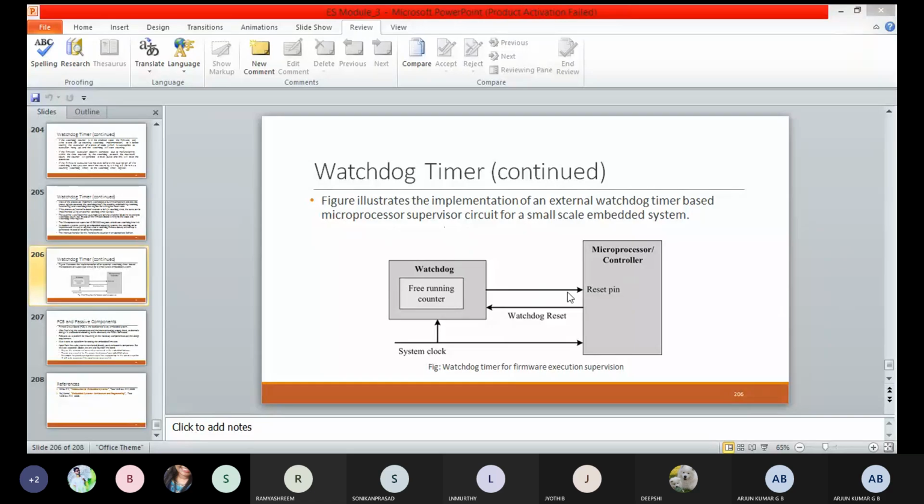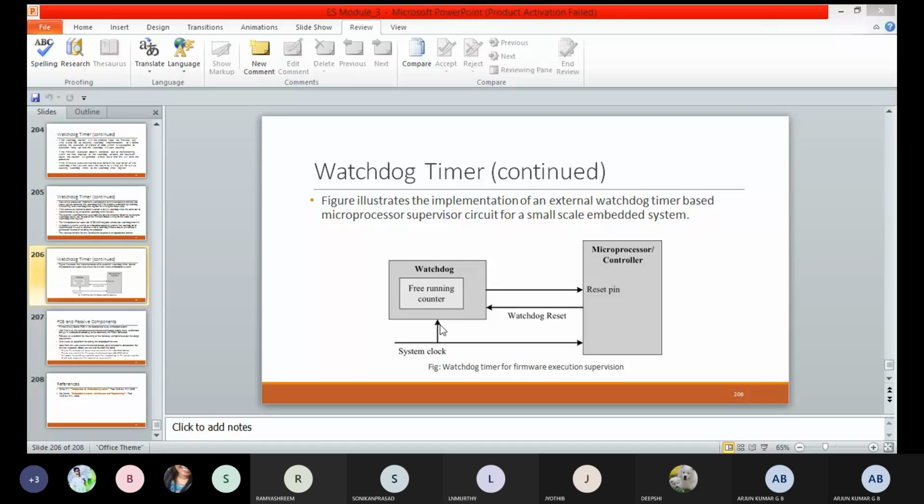You can see there is a watchdog free running counter and then the microprocessor and microcontroller with reset pins. If within the specified time the program is not executed, there is some error in the processor. That's why the watchdog timer will immediately send reset pulses to the microcontroller to reset the whole system.